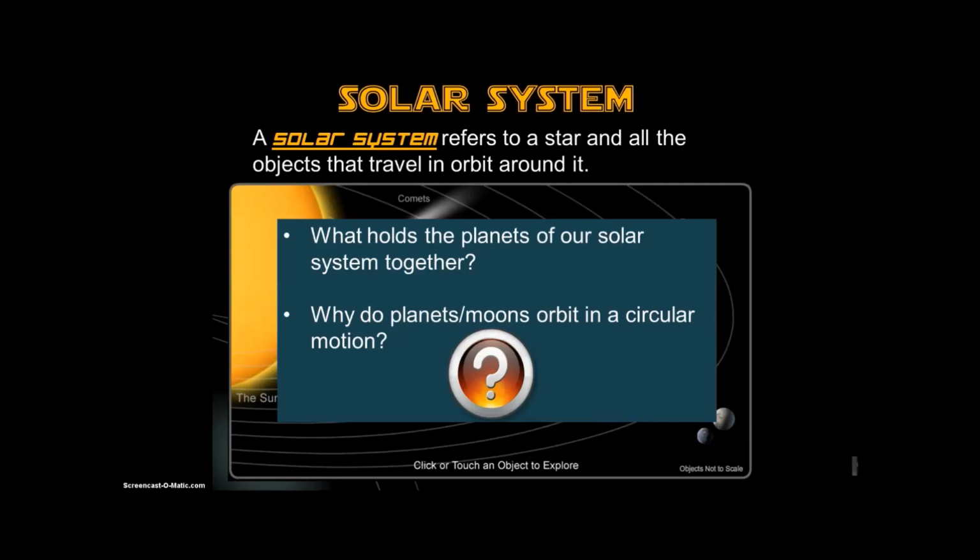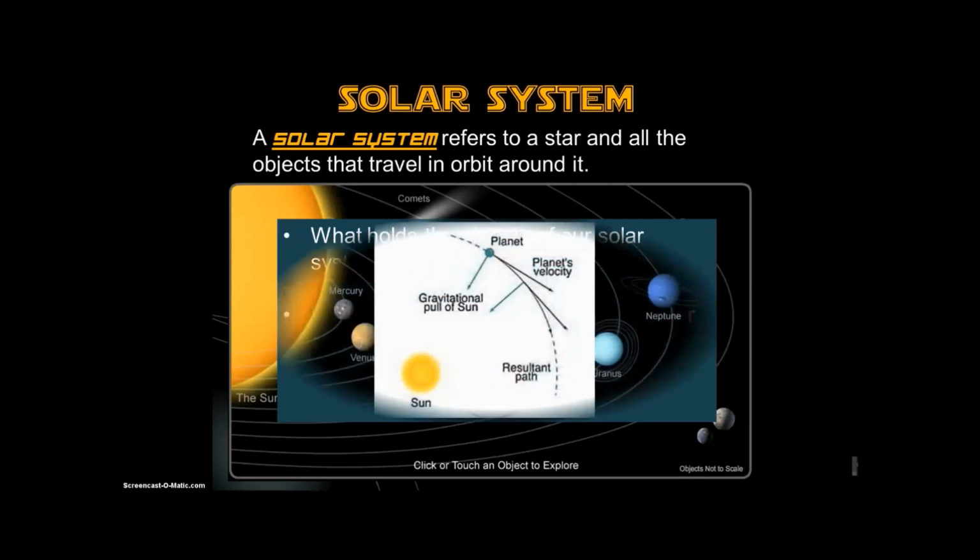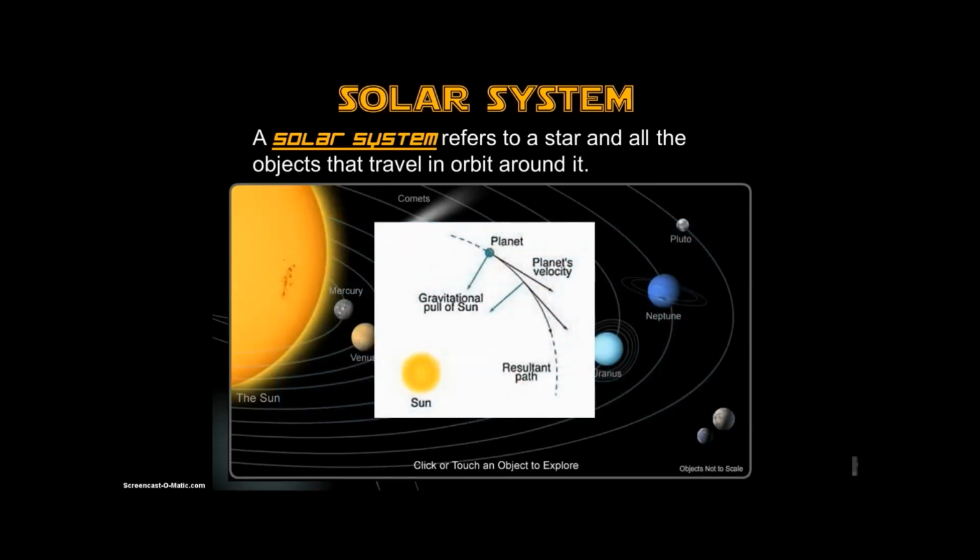We know because of Newton's first law that an object in motion wants to stay in that motion unless it's acted upon by an unbalanced force. Well, our planet is moving and wants to move in a straight line. Its velocity is to move in a straight line, but it can't because the sun's gravity is pulling it towards itself. So as it tries to move in a straight line, the sun's gravity pulls on it, as it does all the objects in our solar system, and it forces it in a circular path around itself.